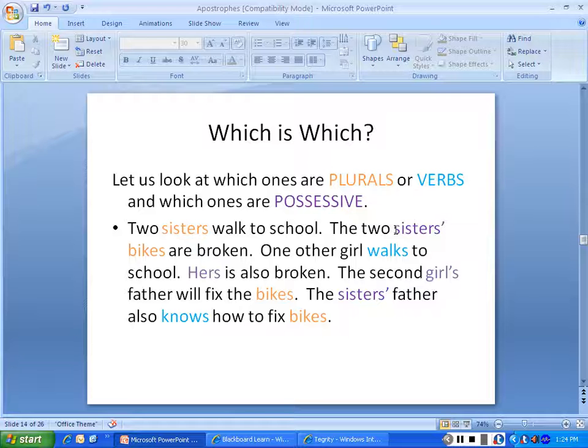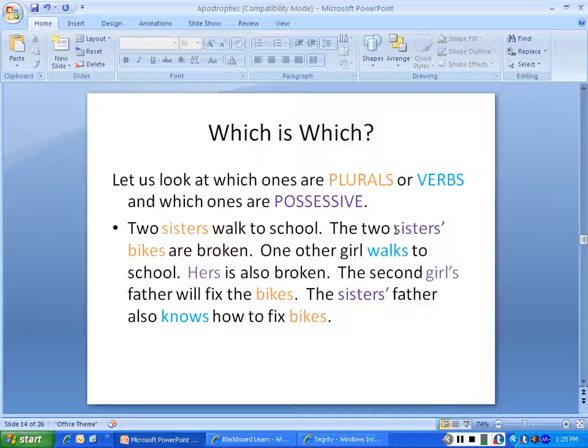One other girl walks to school. Again, this is just subject-verb agreement. She walks. There's no apostrophe in that word. Hers is also broken. Hers is a possessive pronoun, and remember, possessive pronouns never need apostrophes.